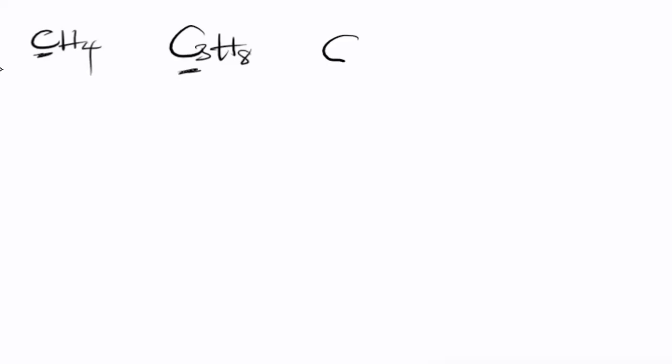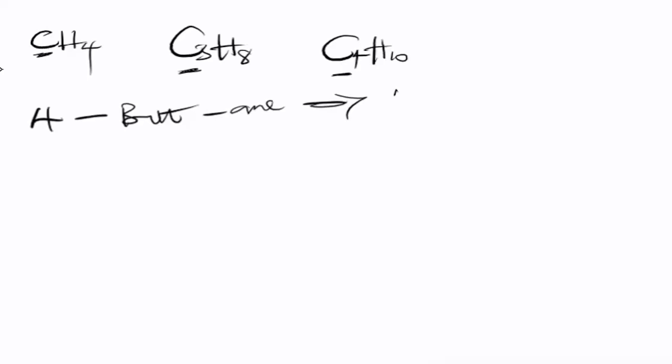If I have C4H10, what should this organic compound be? That is butane. We know that 4 is but. So if I add -ane, that gives me butane. So simple as it goes.